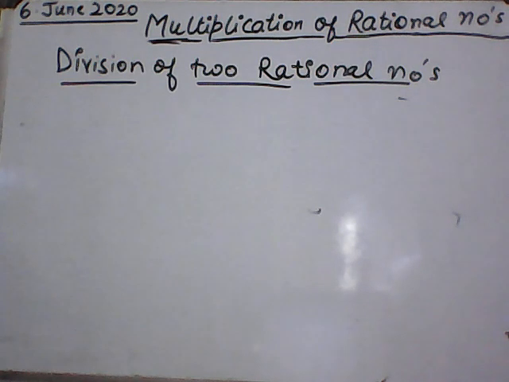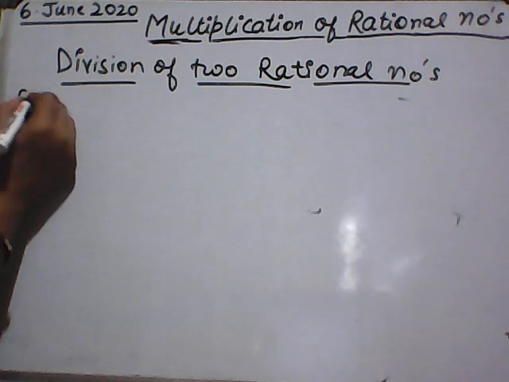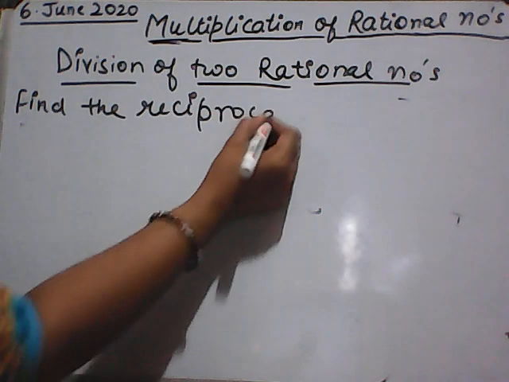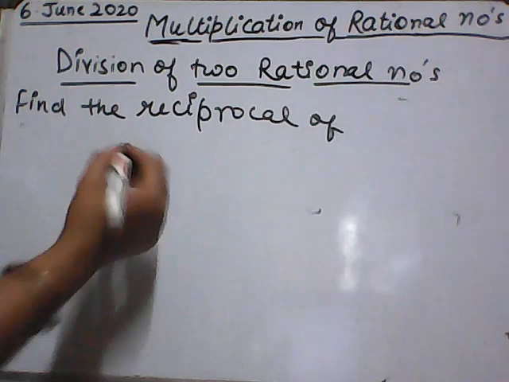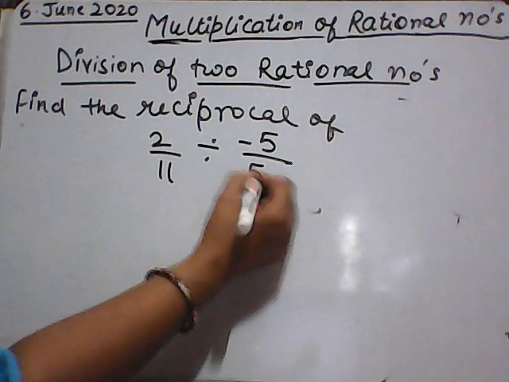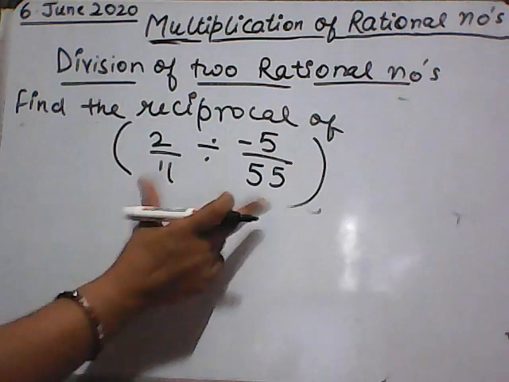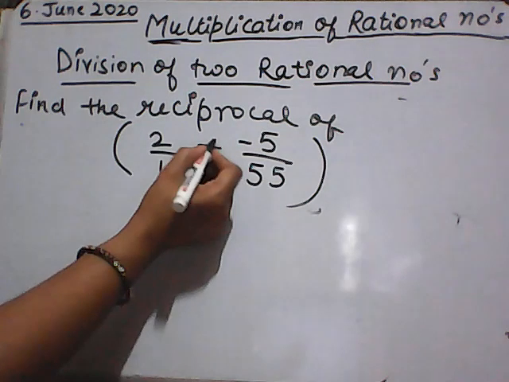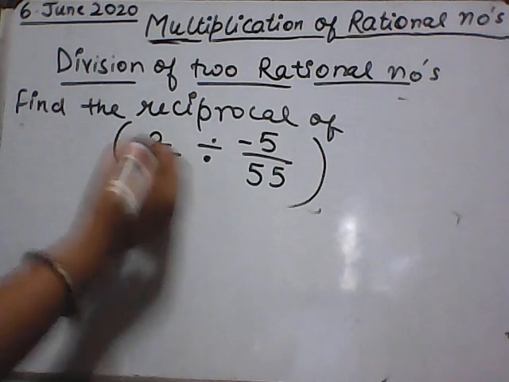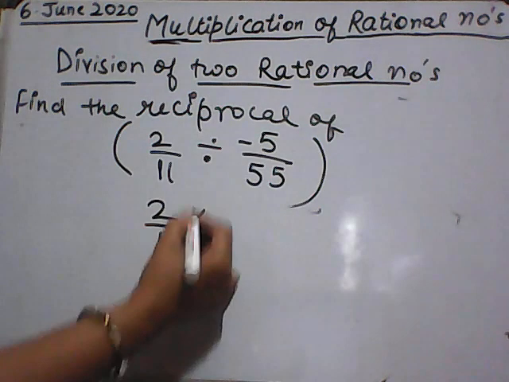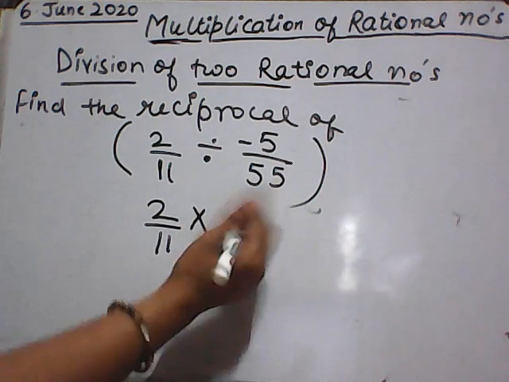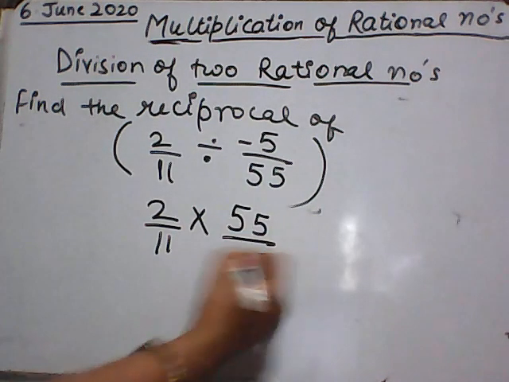You have to find the reciprocal of 2 by 11 divided by minus 5 by 55. Now you have to find the reciprocal of this number. Here the sign is division, which means you have to find the quotient of this number. How can we find the quotient? Product of the first rational number with the reciprocal of the second number. What is the reciprocal of minus 5 by 55? 55 divided by minus 5.